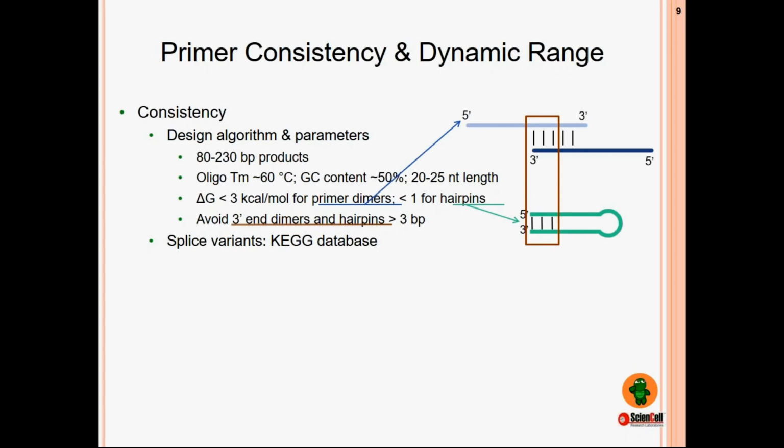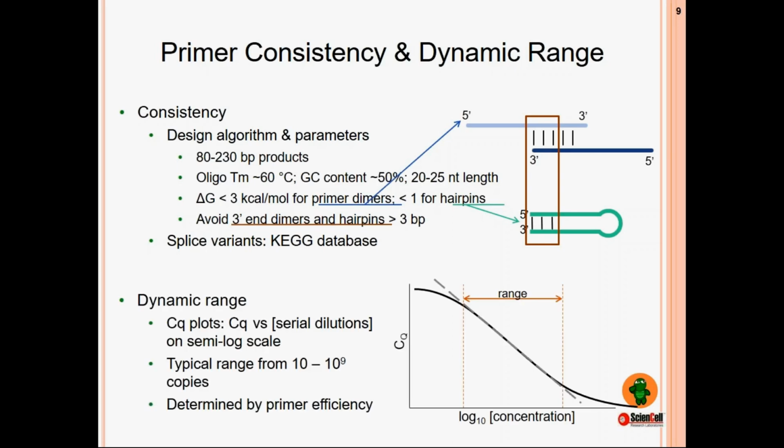thereby decreasing efficiency. The specifications listed here are the ones that we at Sciencell have found most effective for designing primers under uniform conditions while still maintaining specificity for its target gene and amplification efficiency. We design all of our primers under these parameters so that you can compare results between different arrays or even mix and match genes from multiple arrays without having to worry about changing qPCR operating conditions. Our primers are also designed to detect all splice variants for its target gene using the KEGG database as our reference.